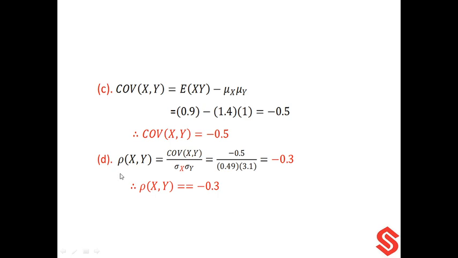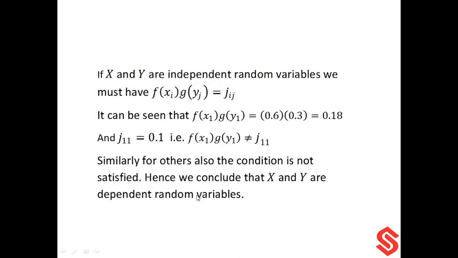And D, that is the correlation of x comma y. It is defined as covariance of xy divided by sigma x sigma y. We substitute the values, minus 0.5 divided by 0.49 into 3.1, and we will get minus 0.3. So that is the correlation.